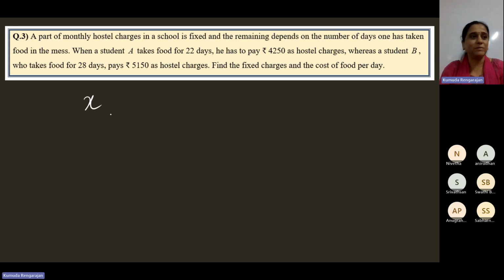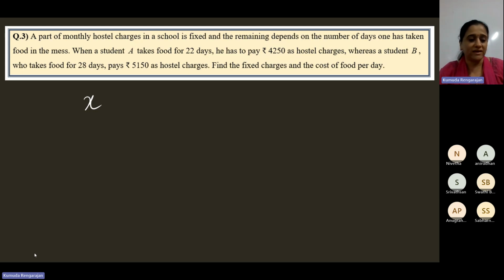Okay. People who don't use, okay, fine. We'll not take other situations. So if you're a hosteler, you have to pay X. And if you eat in the mess, the cost is not fixed. It depends. If you eat for 1 day, something, 2 days, a little more, 3 days, a little more, like that. A part of the monthly hostel charges in a school is fixed and the remaining depends on the number of days one has taken food in the mess.